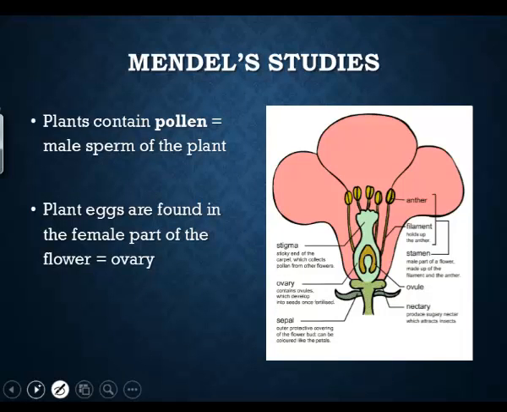So we have to know a little bit about plants to understand Mendel's experiments. Let me give you the basics here. Plants contain pollen. That's basically a plant's version of sperm. And eggs are found in the female part of the flower. They have both sexual organs on one organism.